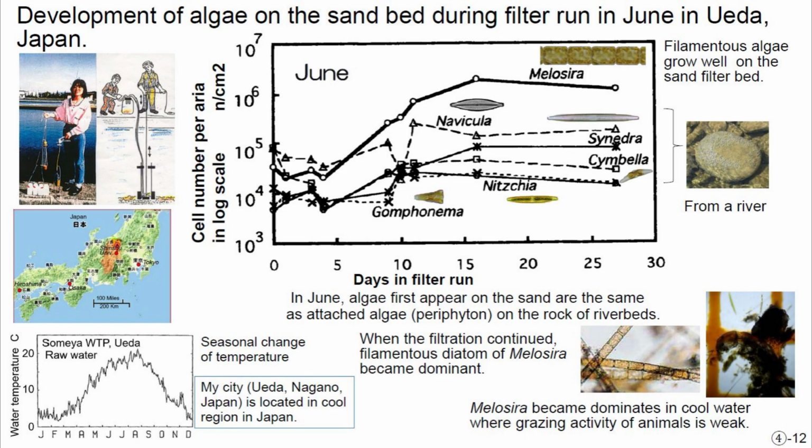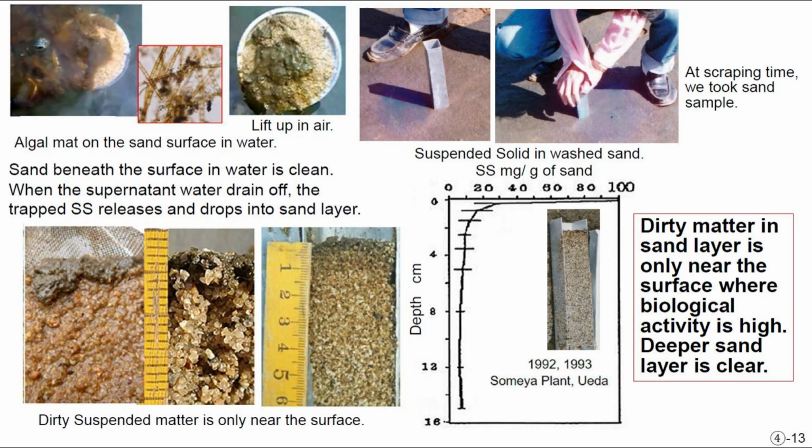There is downward current in supernatant water. Only the filamentous form of algae can grow. Algae grow on the sand surface. Small animals grow on and just beneath the sand surface. Dirty matter in the sand layer is only near the surface where biological activity is high. Deeper sand layer is clear.